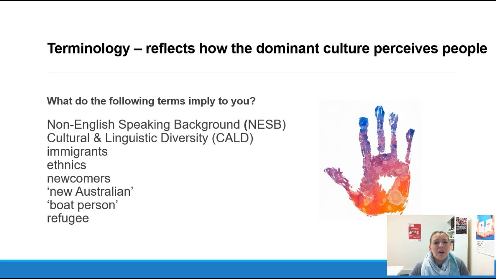Firstly, a little bit on that terminology. We hear a lot of terms thrown around, and we have done over many decades now and throughout history heard lots of different terms. Some of the more common terms that you might hear when speaking about people who are culturally and linguistically diverse are of course your cultural and linguistic diverse people, a non-English speaking background. You might hear the terms immigrants or ethnics or newcomers or new Australian or boat person or refugee.